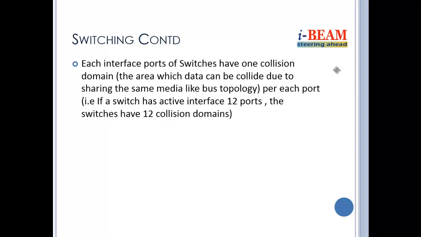Collision domain means the area where data can collide due to sharing the same media, like bus topology, or connecting with a hub or a repeater. Per each port. So for layer 1 devices, connecting with a hub or a repeater, they cannot divide the collision domain. They need to switch on CSMA/CD. But on a switch, every port is one collision domain.